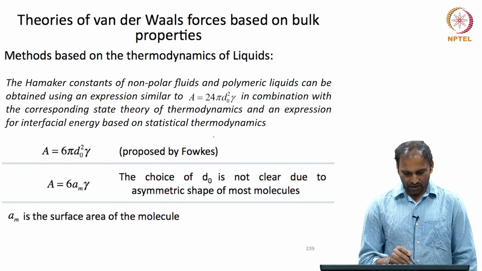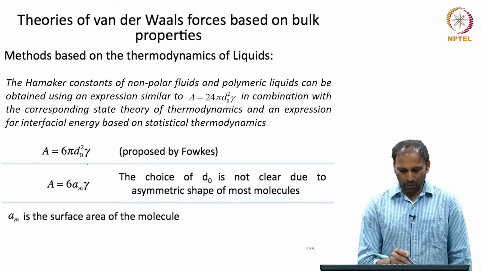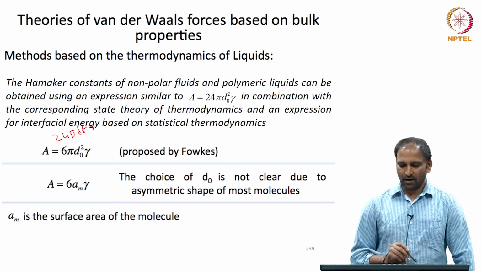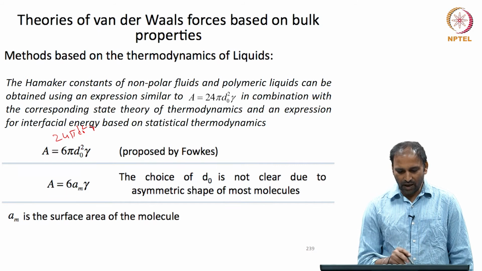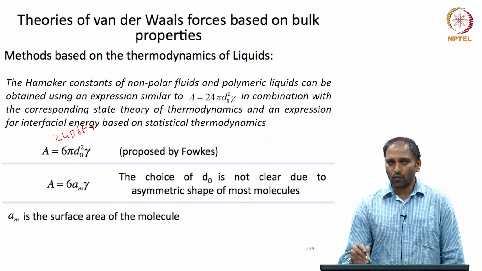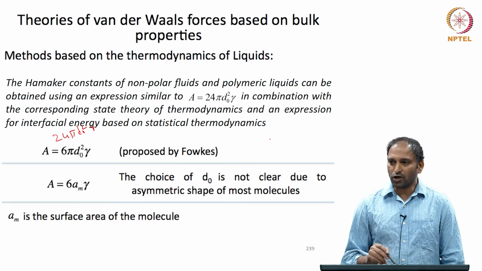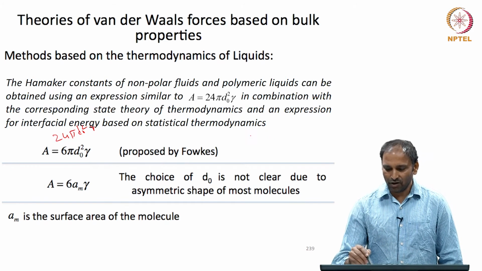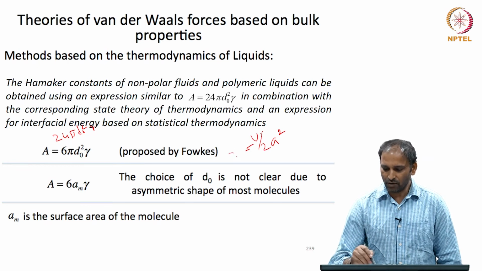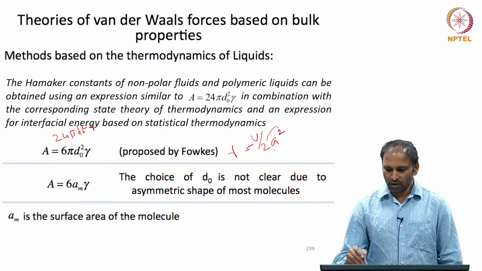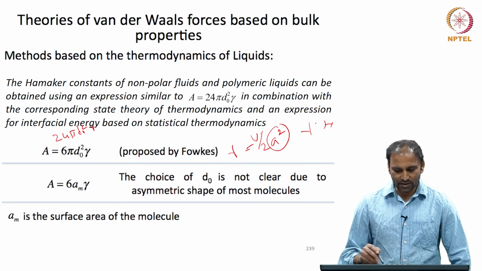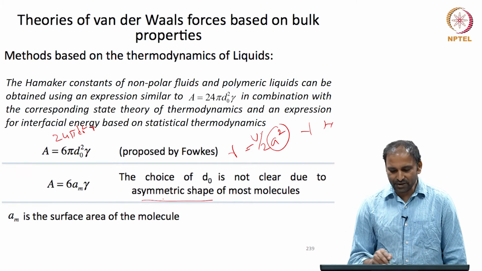Again, people have proposed other approaches. We had the expression 24 pi D naught square gamma. If you look at this approach, one wanted to bring in what is called molecular anisotropy. I said that U by 2 a square is what gives you gamma, where a square is the area that the molecule occupies at the interface. Now you could have cases where you may be working with asymmetric shaped molecules.